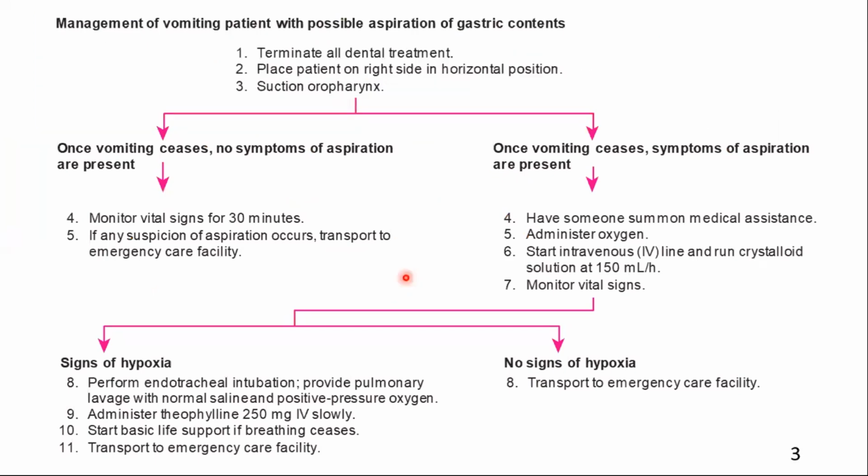Now there are two conditions. One is when the vomiting stops and no symptoms of aspiration are present. And the other one is when the vomiting stops, but symptoms of aspiration are present. So let's take this one.